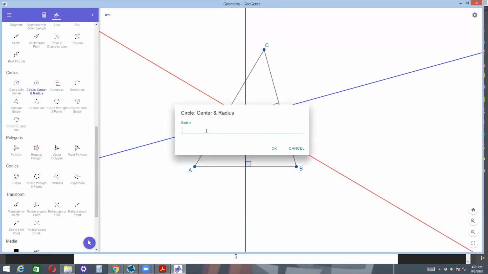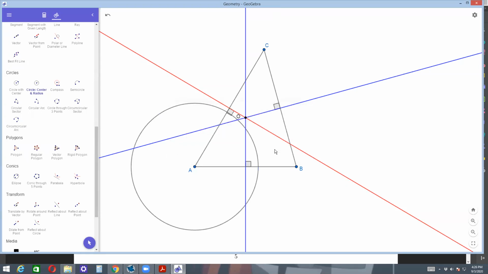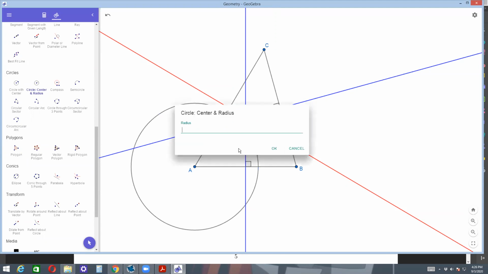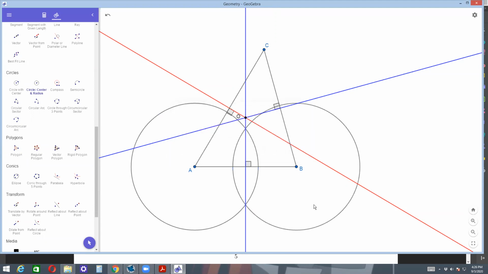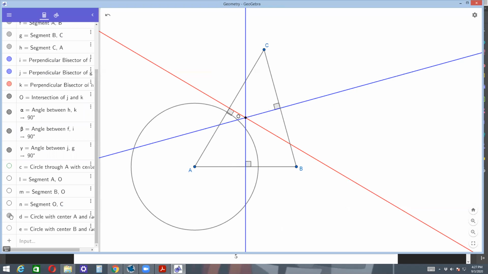So let me give this a radius 5 because I'm not sure. Yeah, that's good. And I'll also give this a radius 5. So if I draw 2 circles, notice the perpendicular bisector passes through the points of intersection. So that's how you construct it. You draw the 2 circles, same radius about both endpoints, and then draw the line through the intersection points. And you do that for all 3 sides, and that will give you the 3 perpendicular bisectors.